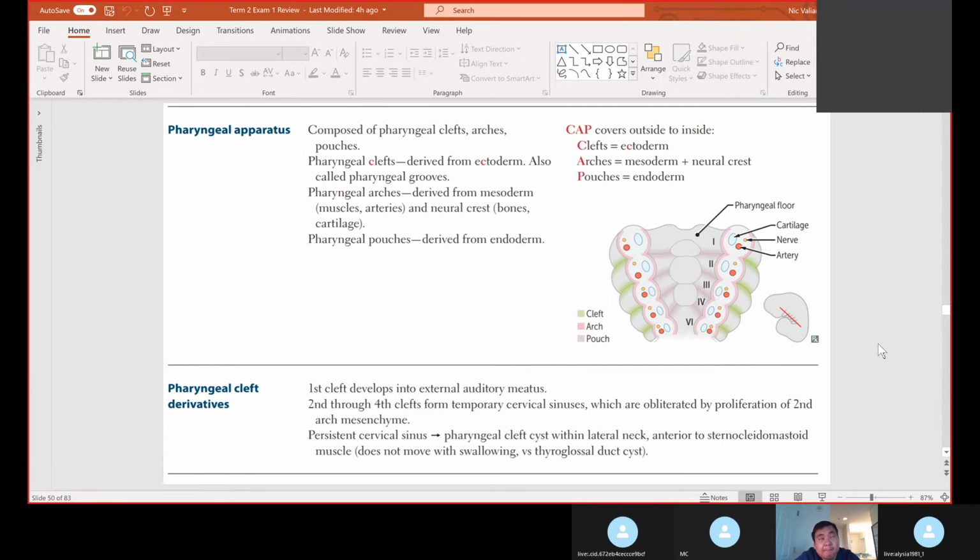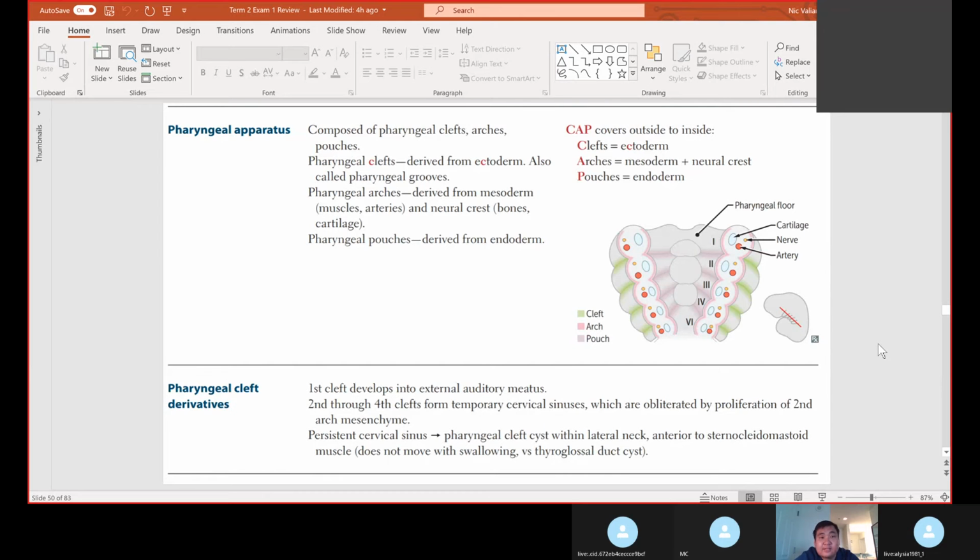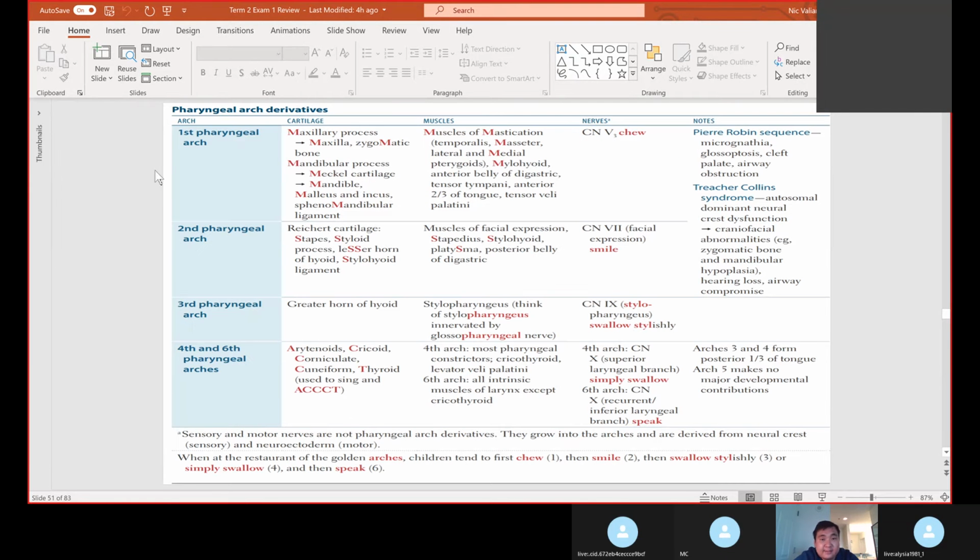Go to YouTube and search Dirty USMLE and check for the pharyngeal apparatus and pharyngeal cleft. It's all in there. They have a great mnemonic on how to remember them. Again, here it is. You can read that.